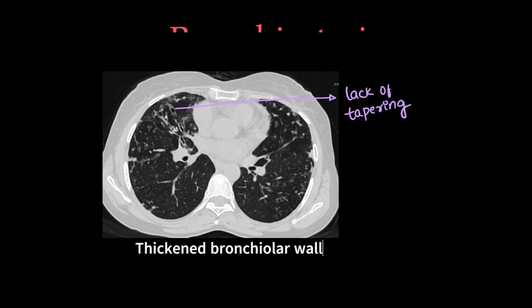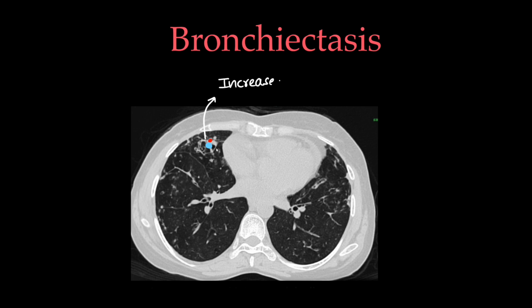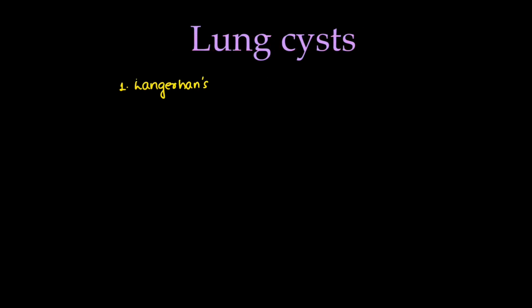So here we can see lack of tapering. There is thickened bronchiolar wall. Here we can see increased bronchoarteriolar ratio. Next set of diseases causing decreased lung attenuation are cystic lung diseases.